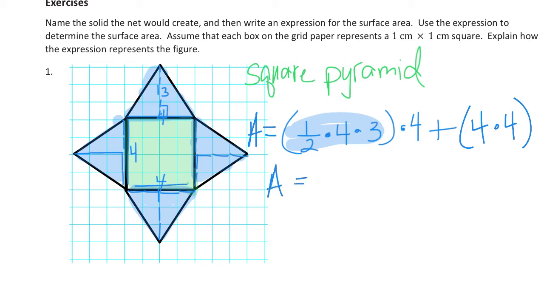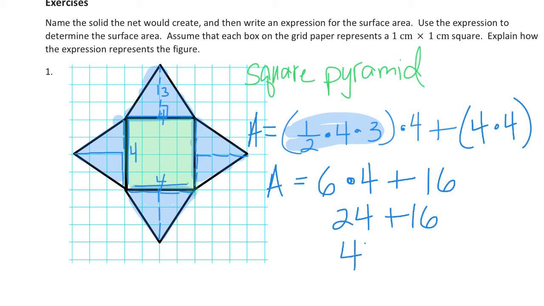So I'm going to do what's in the parentheses first. So 1/2 times 4 times 3. You can use your calculator to do that, and you get 6. So each triangle is 6. And I'm going to multiply that by 4 because I have 4 triangles. Plus the area of my square, 4 times 4 is 16. So now I have 24 plus 16, and that is 40. And our label is centimeters squared.